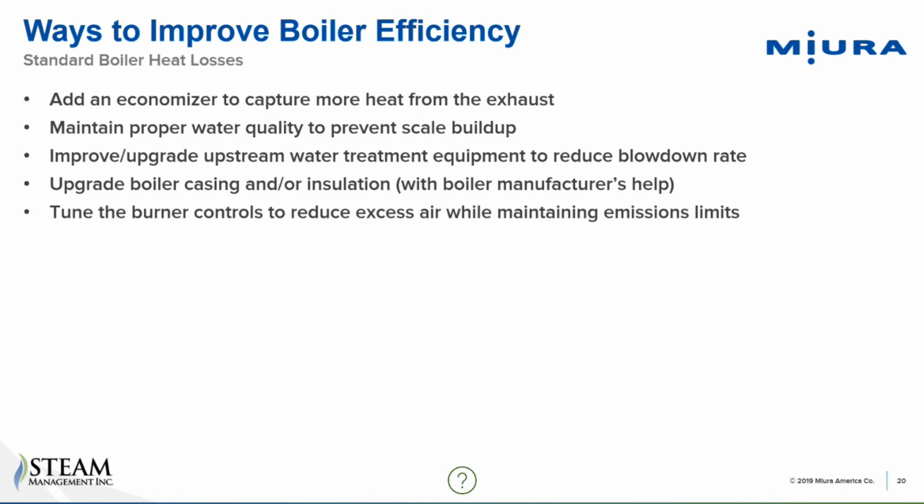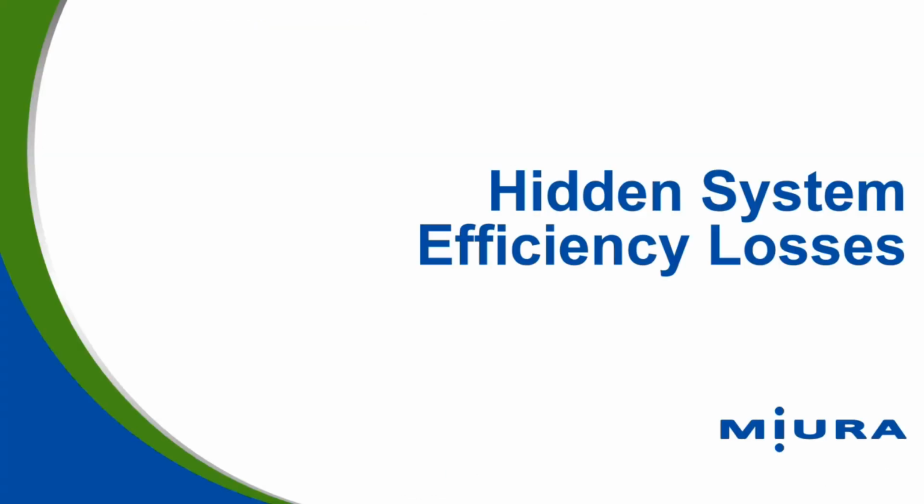Or you can tune the burner controls. Depending what your emissions limits are, you may be able to reduce excess air a little bit and stay within your emissions limits. And less excess air is going to generally give you higher efficiency.